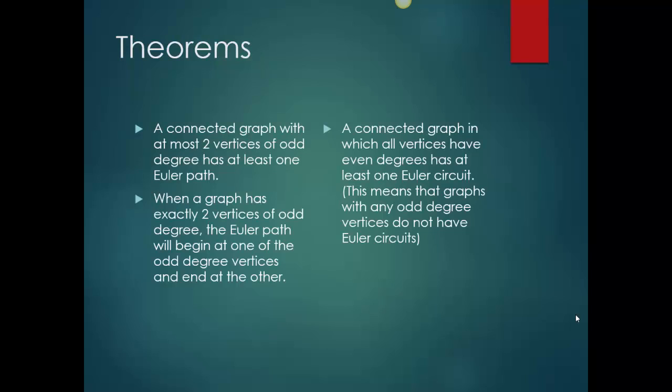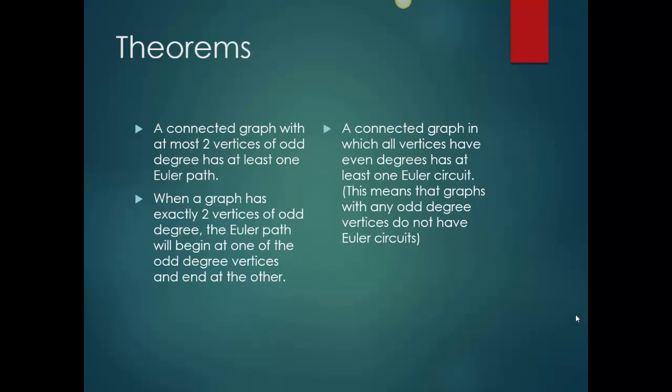To help us decide which graphs have Euler paths and which graphs have Euler circuits, we have these three theorems that are going to be really helpful. The first one says a connected graph with at most two vertices of odd degree has at least one Euler path. When a graph has exactly two vertices of odd degree, the Euler path will begin at one of the odd degree vertices and it will end at the other.